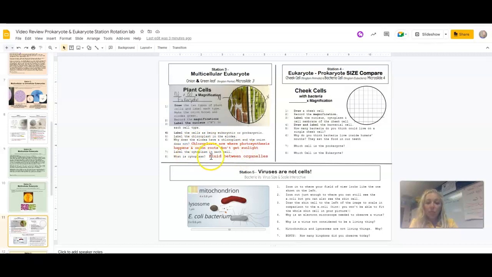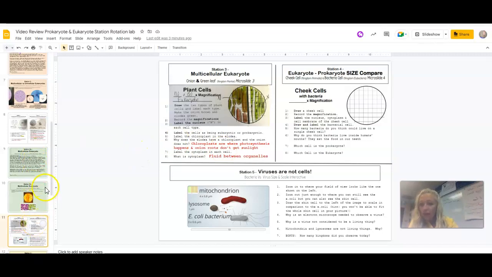And then what is cytoplasm? That's just the fluid between organelles. It's important. It's not just something that organelles float in. And it is the reason why when somebody says that we're 99% water, it's because all the space between each one of our individual cells is filled with cytoplasm, which is mostly water.